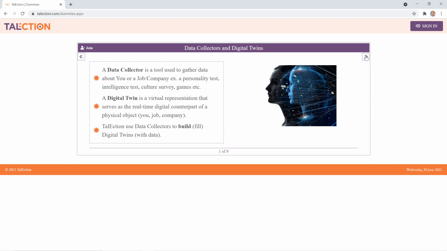Data collectors and digital twins. A data collector is a tool used to gather data about you or a job company. For example, a personality test, intelligence test, culture survey, games, etc. A digital twin, which is another foundational element, is a virtual representation that serves as a real-time digital counterpart of a physical object. For example, you, a job, a company, etc. And then TalEction uses these data collectors to build or fill these digital twins with data.